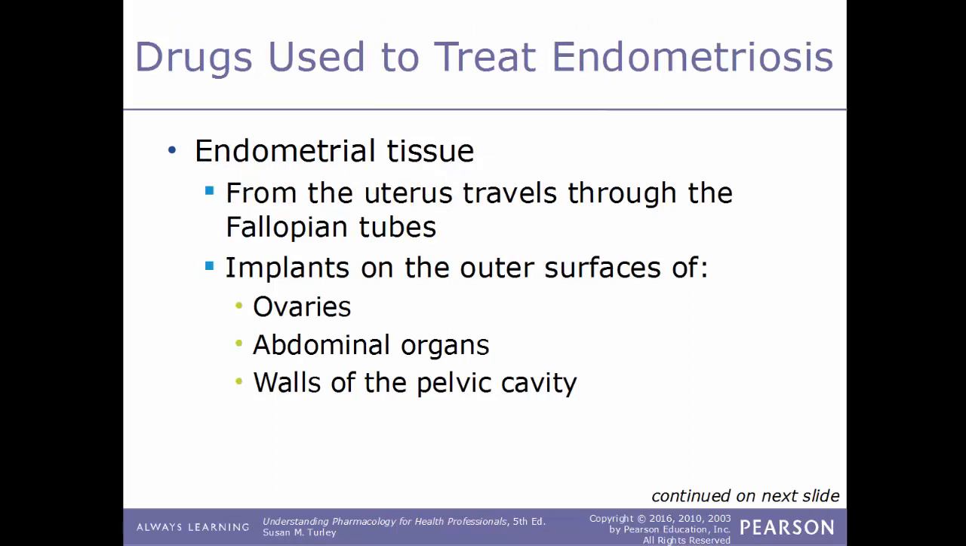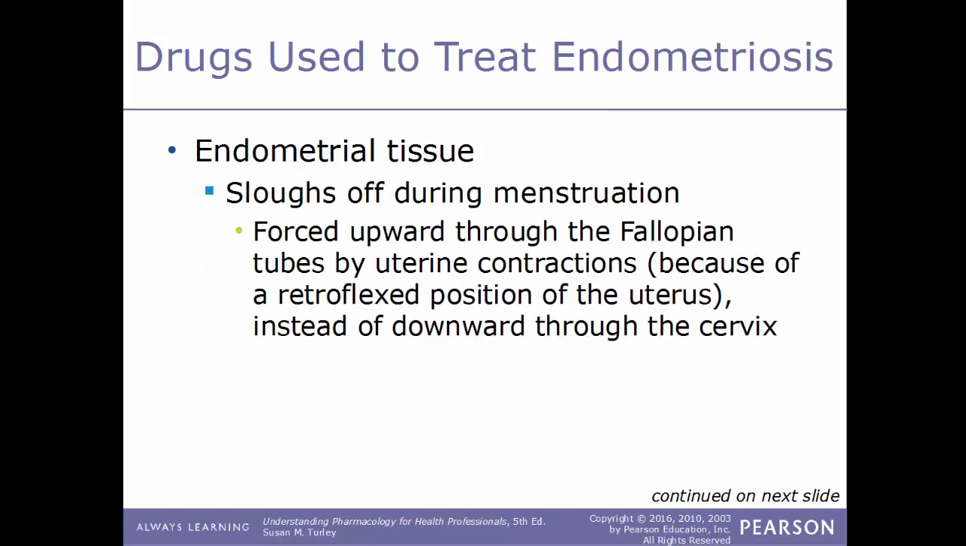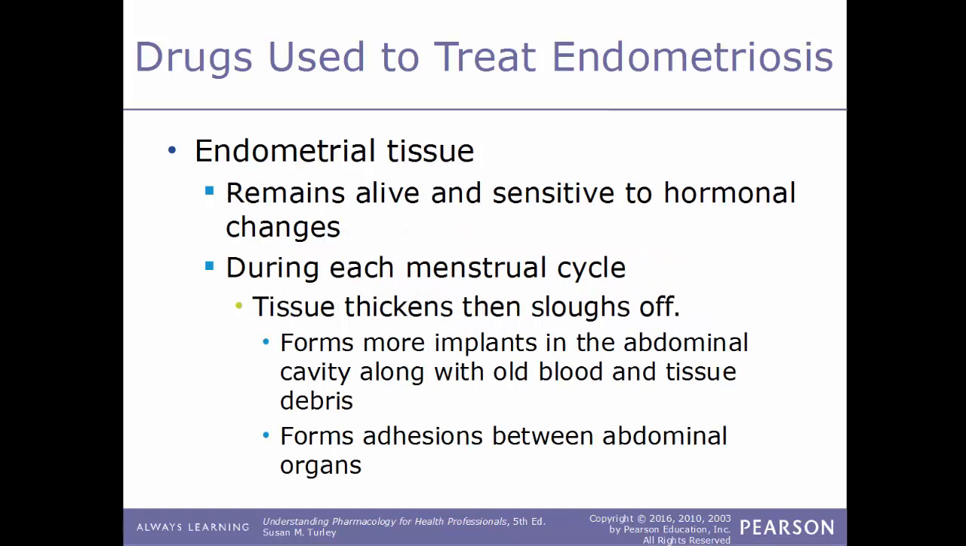And the endometrial tissue travels from the uterus and then through the fallopian tubes. It will also implant on the outer surfaces of the ovaries, some abdominal organs, and on the walls of the pelvic cavity. Now this is the tissue that will slough off and die during menstruation. And this tissue is actually forced upward through the fallopian tubes by uterine contractions due to the retroflex position of the uterus instead of going down through the cervix. Now this tissue will remain alive and sensitive to hormonal changes.